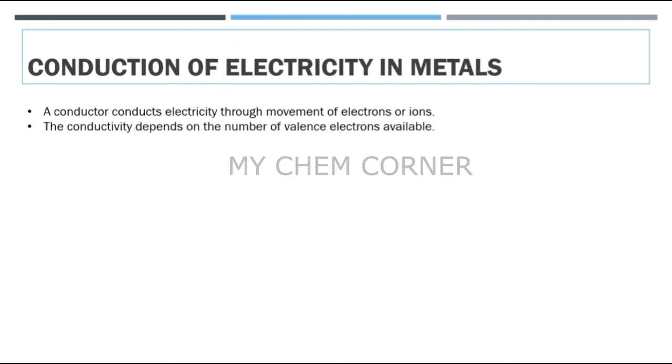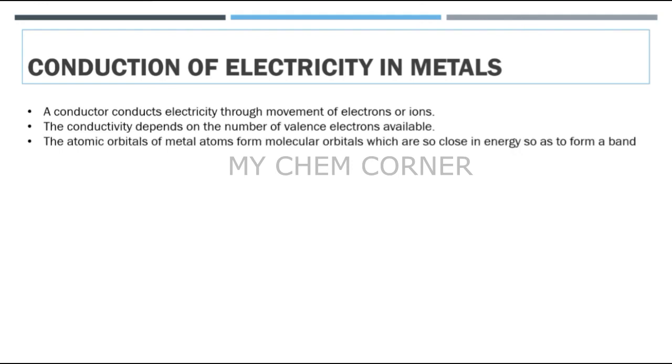Now, how much is going to be the conductivity from each metal? It only depends on the number of valence electrons that are available. So if you take each metal, the conductivity value is going to be different for different metals, only because it depends on how many electrons are there in the last orbital of every metal.